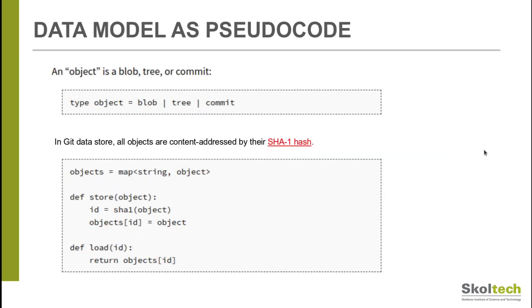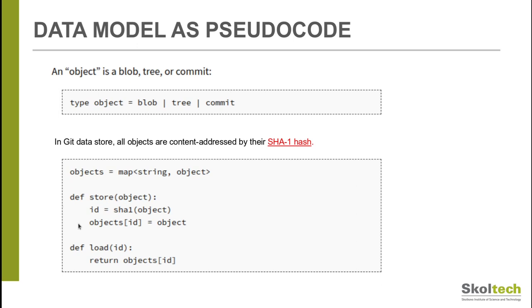As we mentioned, an object could be a blob, a tree, or a commit. In the Git data store, all objects are content addressed by their SHA-1 hash. We can define methods on how to save and load them from storage. Imagine that storage is called objects. Objects is a mapping from string, hash, to object, blob or tree or commit.